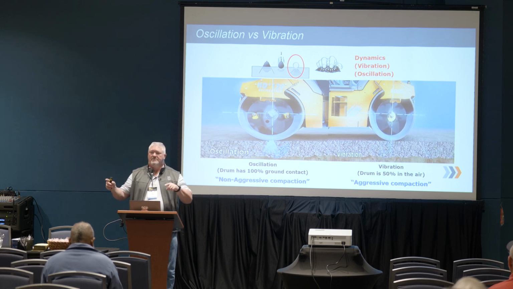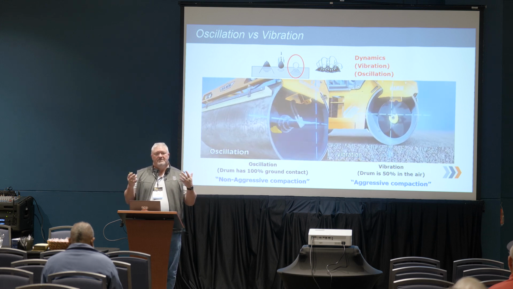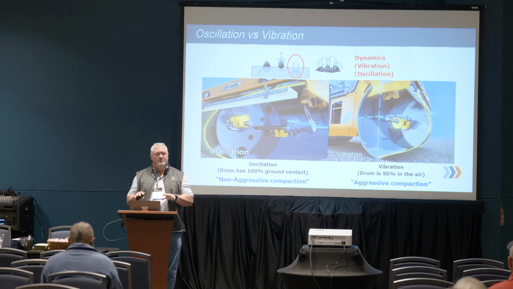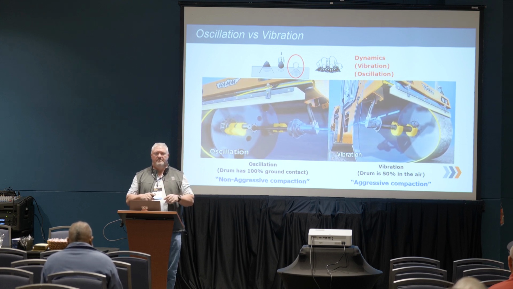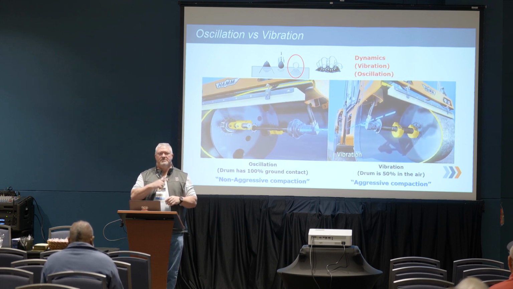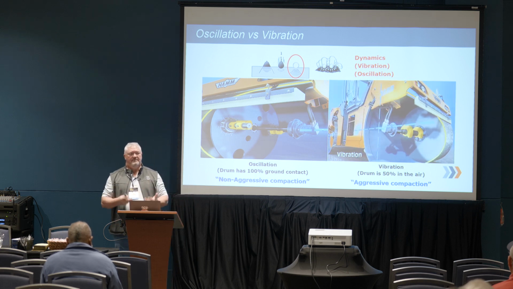Oscillation has the weights on the offset and they're 180 degrees off. The weight of the machine is always on the material. The drum is moving forward and backwards as it's rotating. So it's a very fast movement forward and backwards as it's rotating. But we don't get that seismic activity because the machine never leaves the ground.